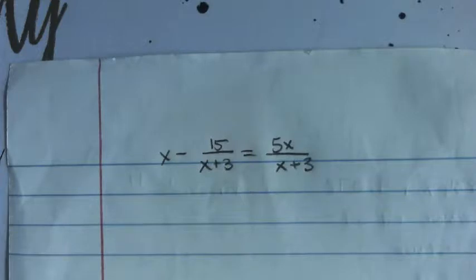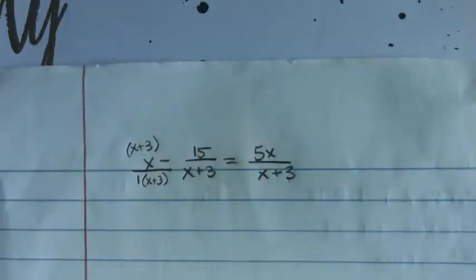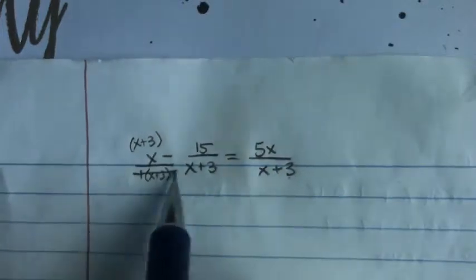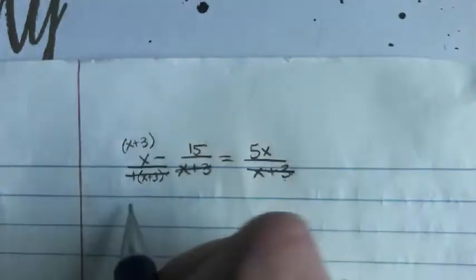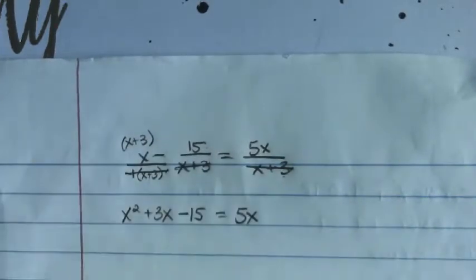What do I have to do here? Common denominator all the way across. So we already have an x plus 3, we already have an x plus 3. This one's technically over 1, so it needs an x plus 3. So that fraction gets an x plus 3 over x plus 3. Then we can drop the denominators and just solve the question that's remaining from the top. So x times x plus 3 is x squared plus 3x. We have minus 15 equals 5x.